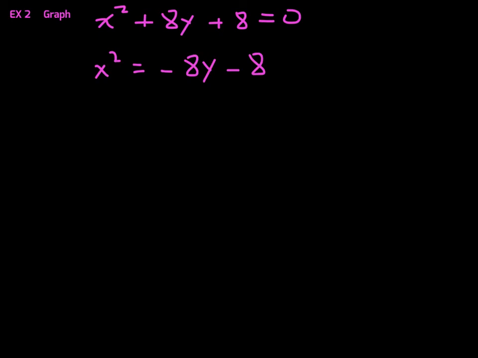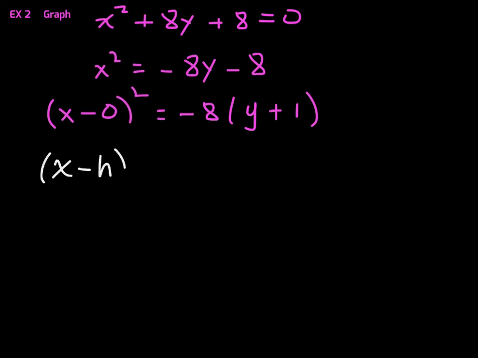The next thing I can do is rewrite the left-hand side just to be really, really clear about what my vertex is. The left-hand side is the same thing as x minus 0 quantity squared. On the right, I want to factor out that -8, leaving me with y plus 1 inside, like that. So this matches my standard form, which is, I'll remind you, x minus h quantity squared is equal to 4p times y minus k, right?